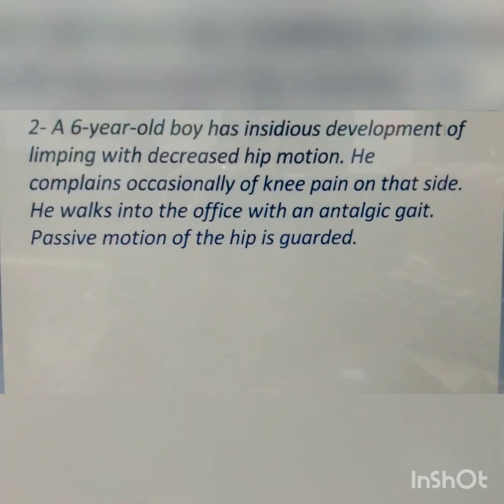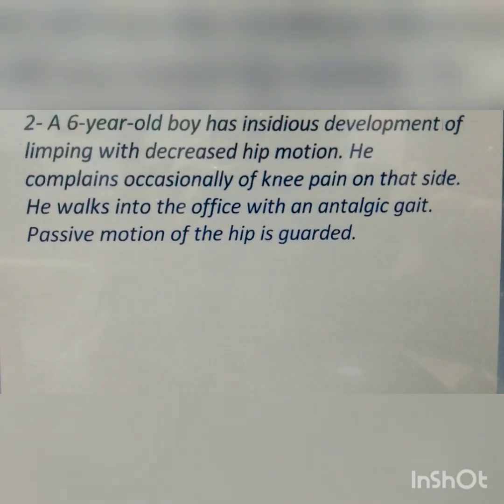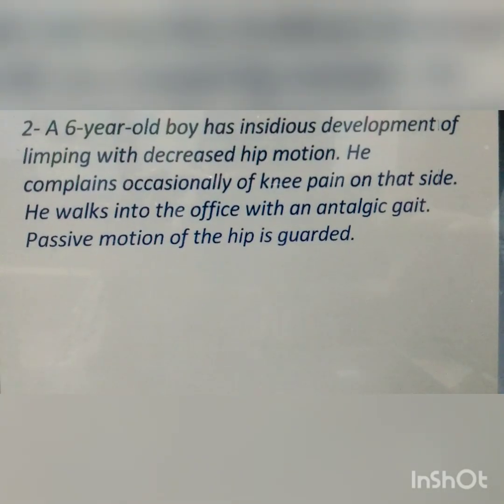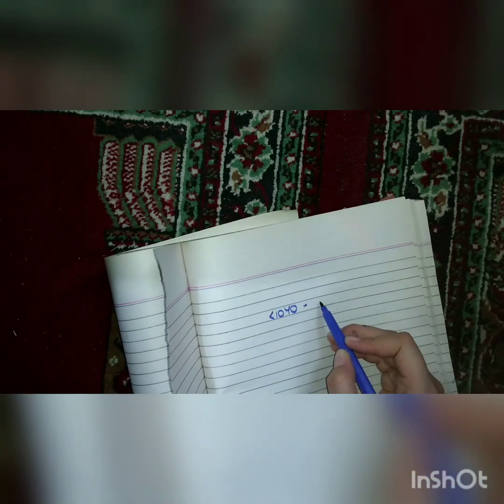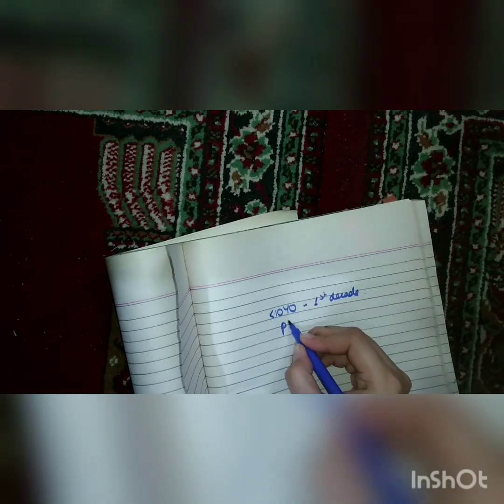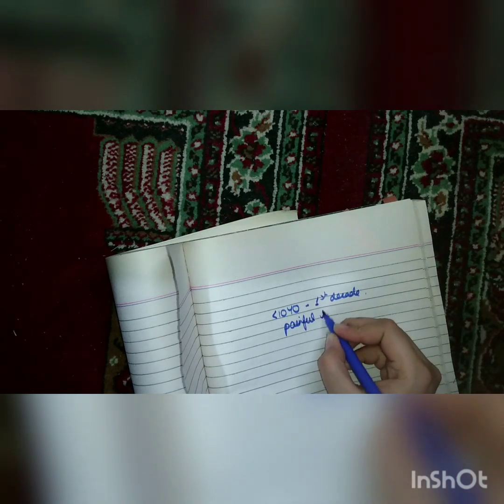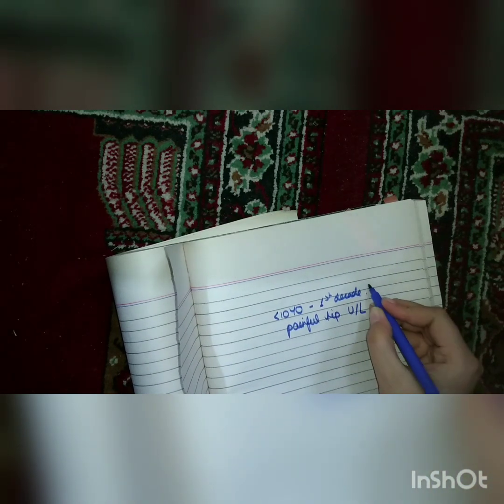And passive motion of the hip is guarded, okay, because there is pain, so passive motion is not occurring properly. So basically what you just saw was the age group is very important to diagnose this case. The child was less than 10 years old. In this disease, the child is usually in the first decade, okay? I will tell you why. And there was, of course, a painful hip on one side. If I just summarize the scenario, this was happening.